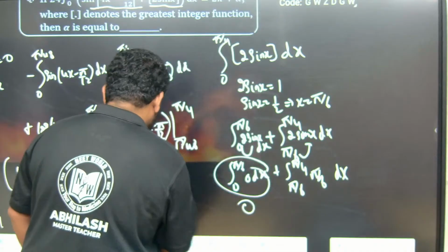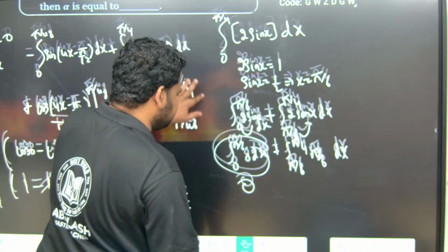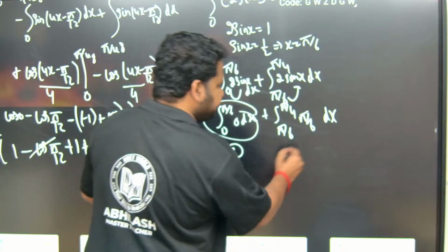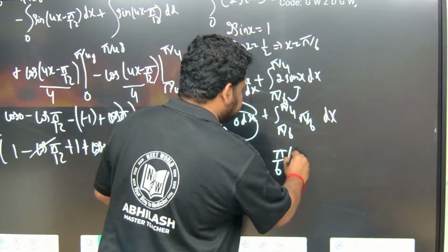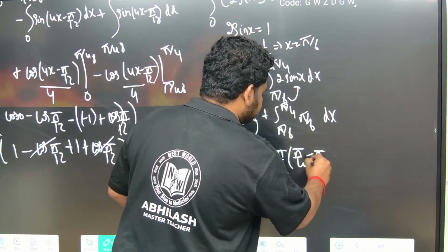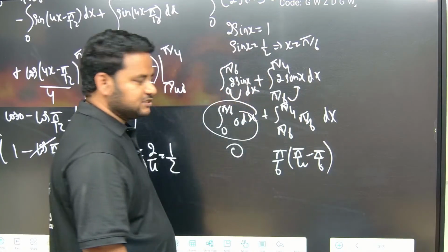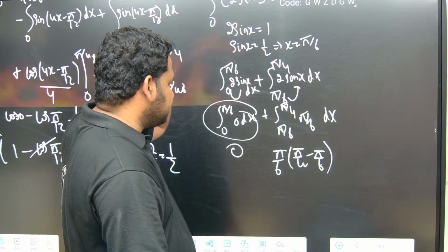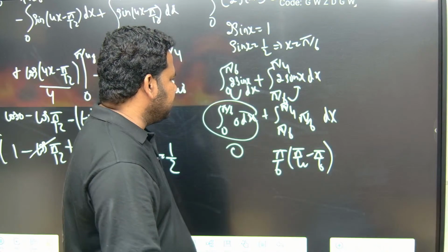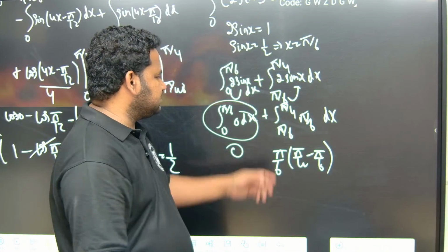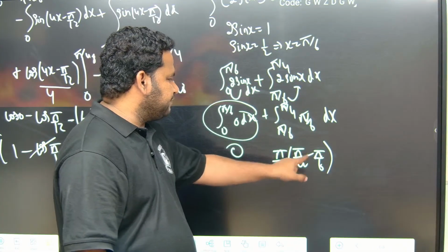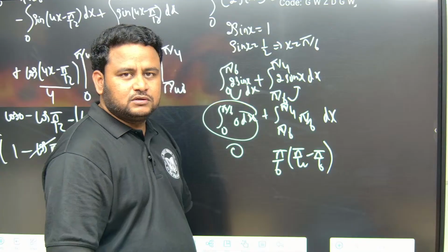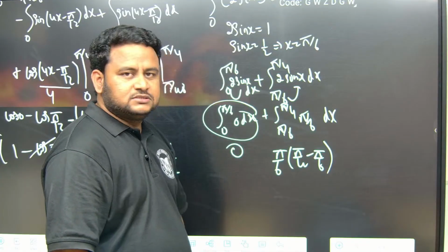What about this one? This will become equal to pi by 6 times x, that is pi by 4 minus pi by 6. So what do I get here? Pi by 6 minus pi by 4. What do I get? So 1 by 2. So this will be equal to pi by 4 minus pi by 6, 24 means 6 minus 4.